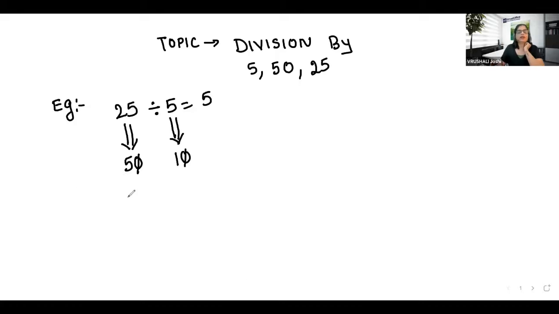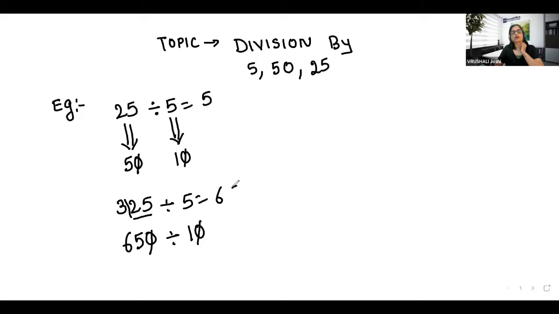One more example. Pay attention. 325 divided by 5. When you double 325, you split the number here, correct? Double of 3, 6. Double of 25, 50. Divided by 10. Cut the 0. Answer is 65. See, division by 5 is actually easy when the number is ending with 5 or with a 0.